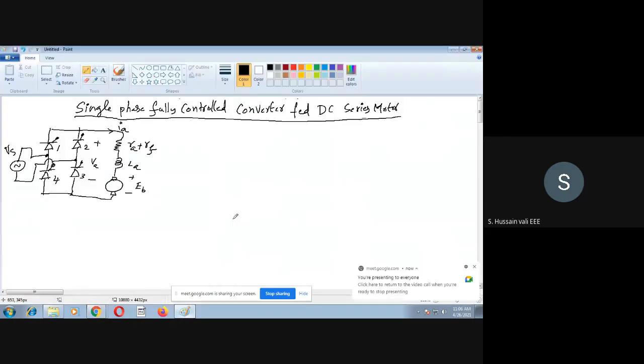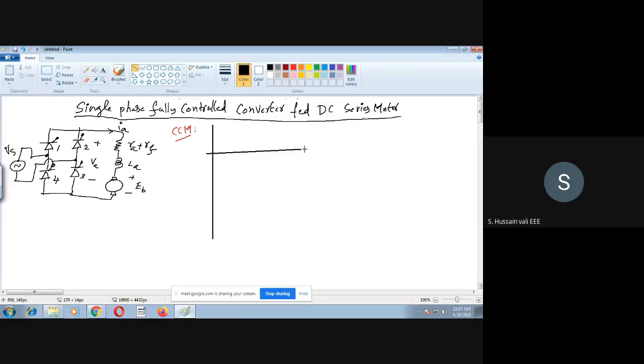Once again, two types of conduction are there: continuous conduction and discontinuous conduction. First, we will go for the continuous conduction mode. So in the continuous conduction mode, we will see how we'll draw the waveforms, the same procedure just like how we did in the last class.